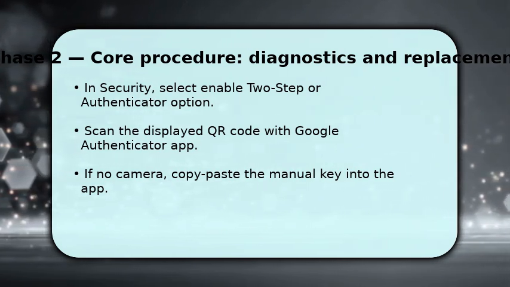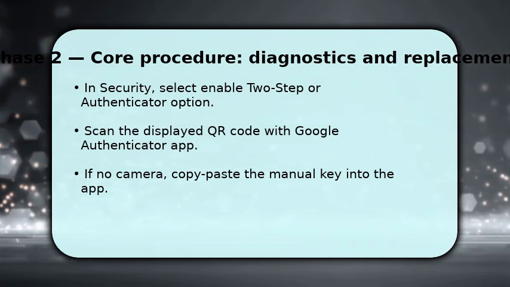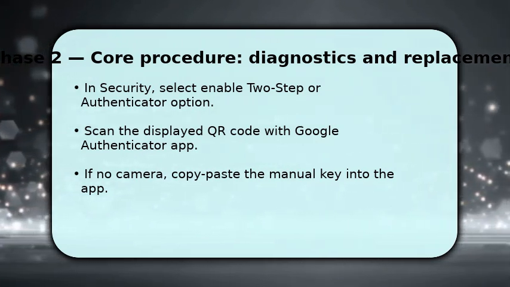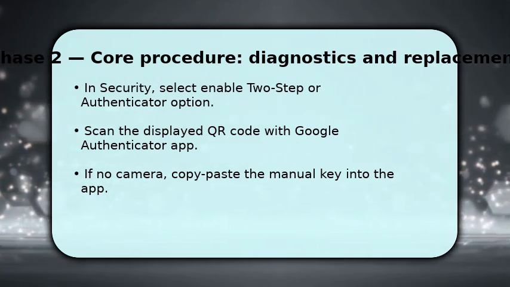If your phone camera fails, tap Manual Entry and carefully type the provided key into Authenticator. This achieves the same secure link. Make sure your phone's time is set to automatic, because time drift can break codes.